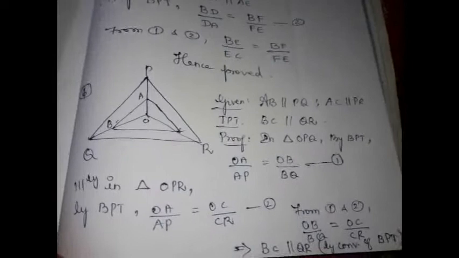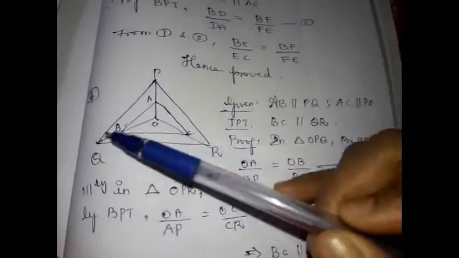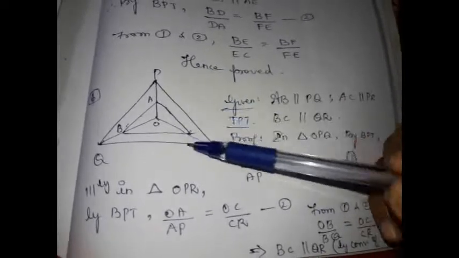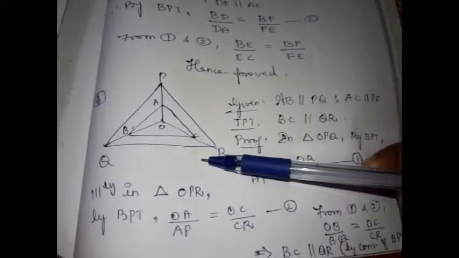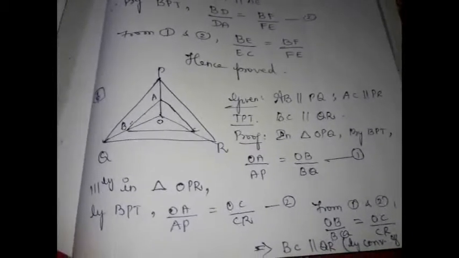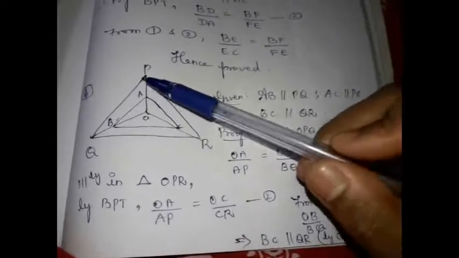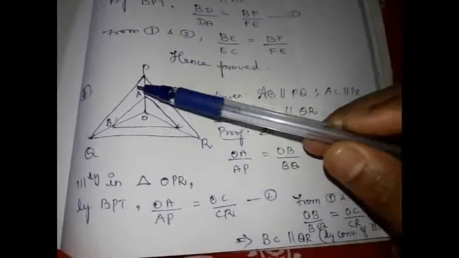So it is mere repeated application of BPT. Now let us see how we can solve our next problem. The next problem also can be easily solved. In the question it is given AB is parallel to PQ and AC is parallel to PR. They asked you to prove BC is parallel to QR. Again, whenever they ask you to prove parallelism, we should go with the converse of BPT idea only. So apply BPT in triangles OPQ and OPR.